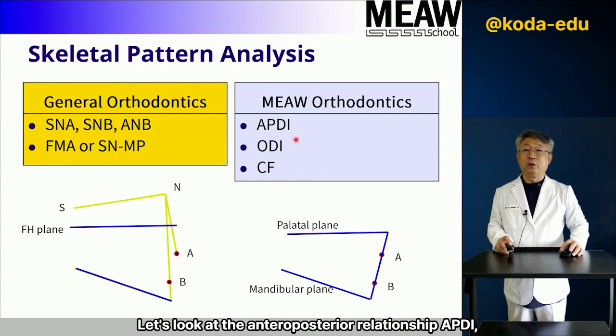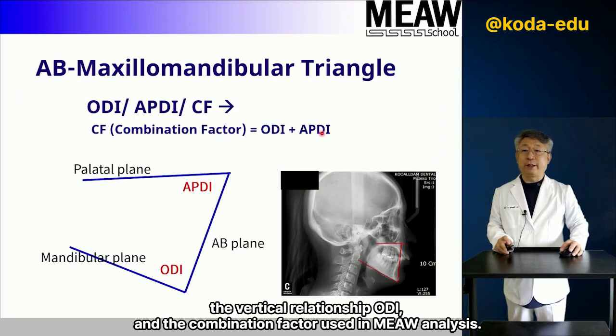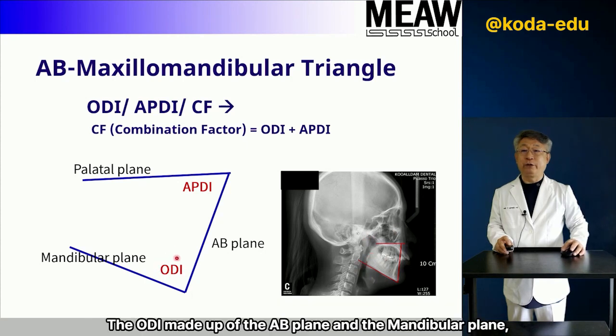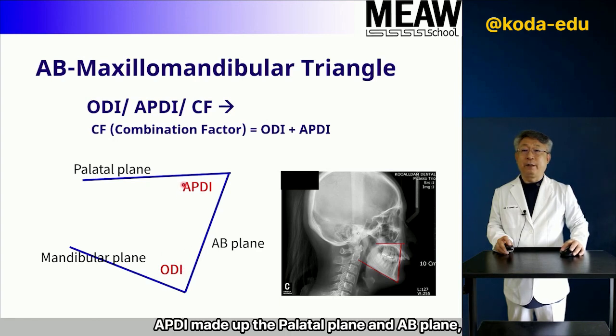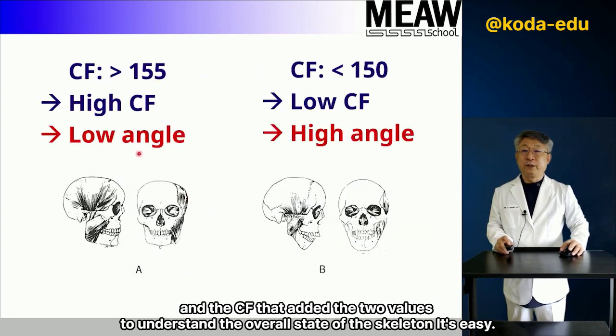Let's look at the anteroposterior relationship APDI, the vertical relationship ODI, and the combination factor used in MEAW analysis. The abmaxillomandibular triangle is a triangle made up of the palatal plane, AB plane, and mandibular plane. The ODI is made up of the AB plane and the mandibular plane. APDI is made up of the palatal plane and AB plane. And the CF adds the two values to understand the overall state of the skeleton.